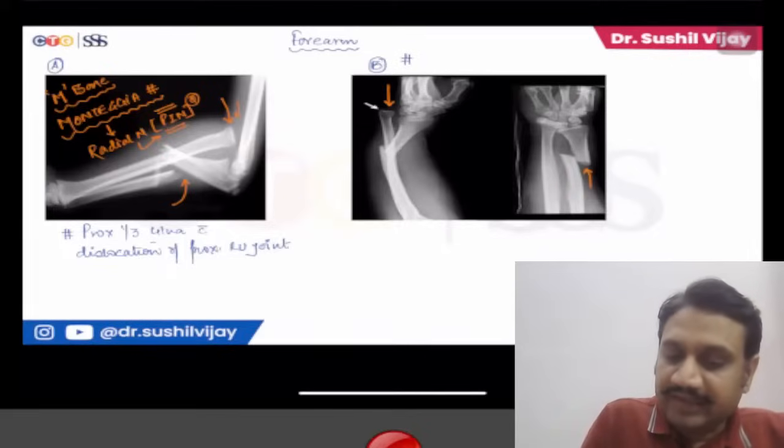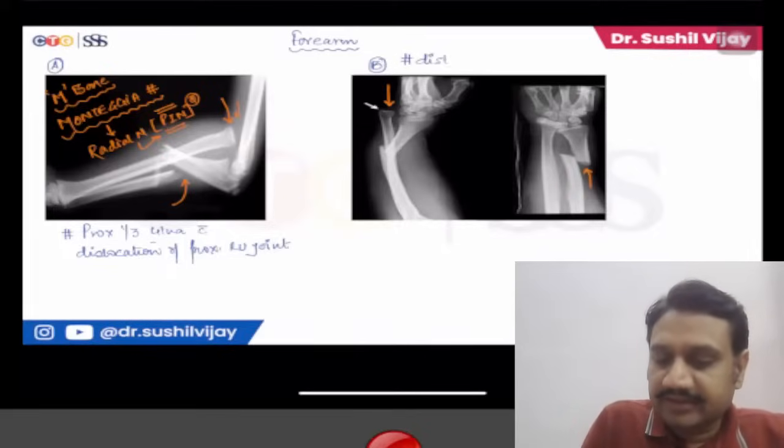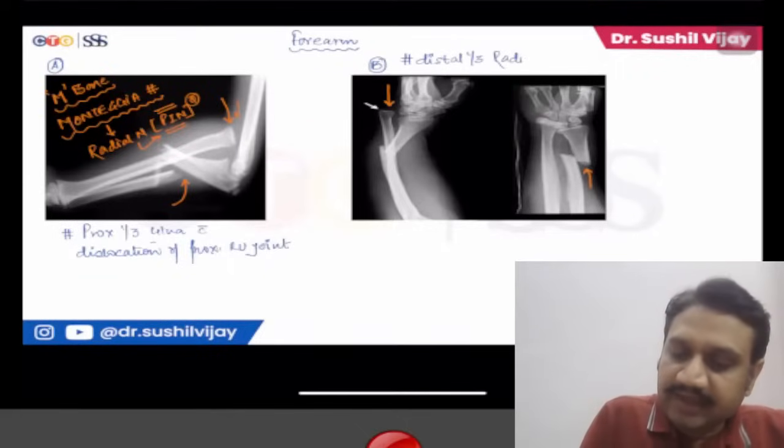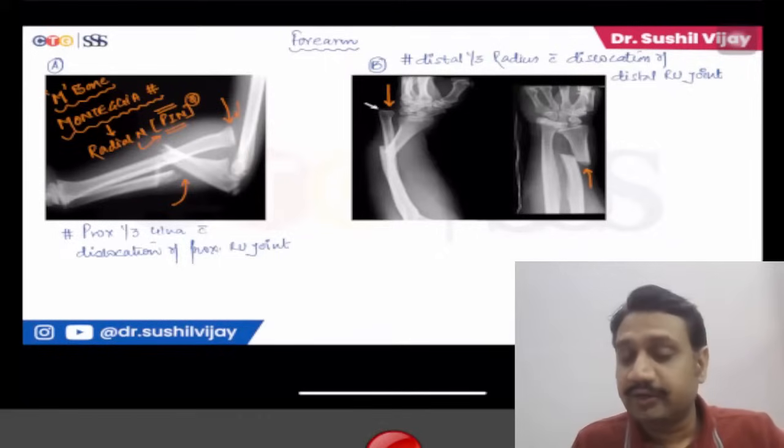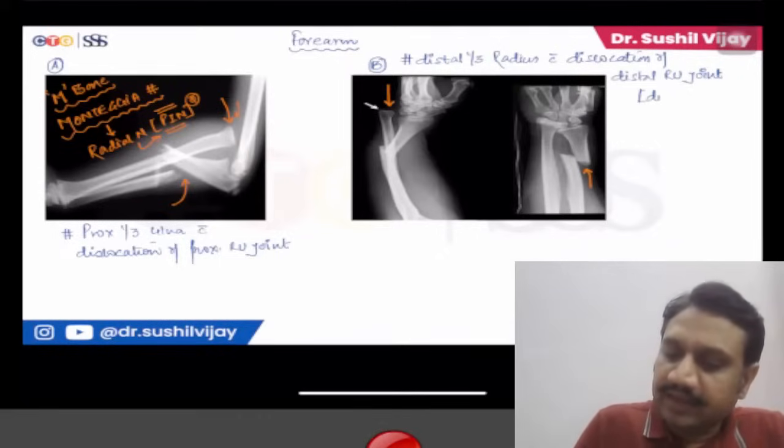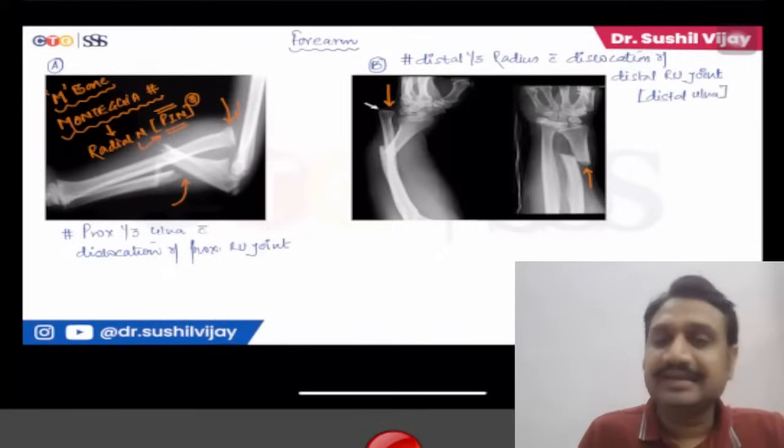Fracture of the distal 1/3 of the radius, and along with what? With dislocation of the distal radio-ulnar joint. In the distal radio-ulnar joint, it is basically the distal ulna, right? It is the distal ulna which is getting subluxed.